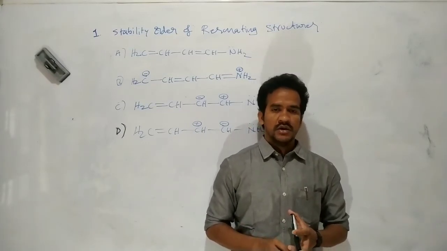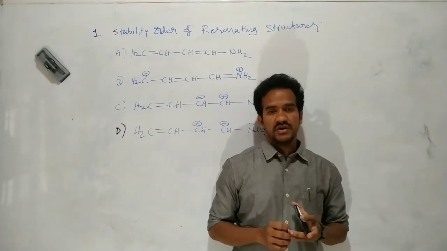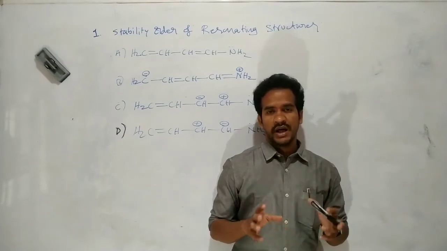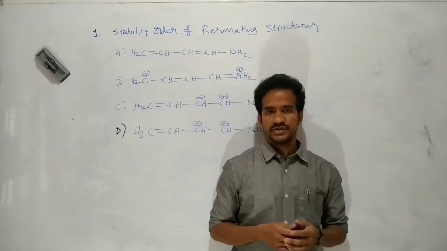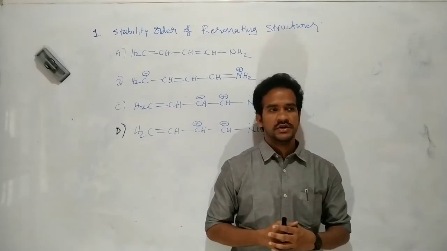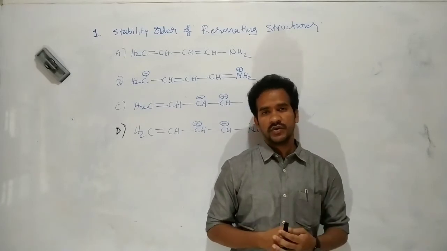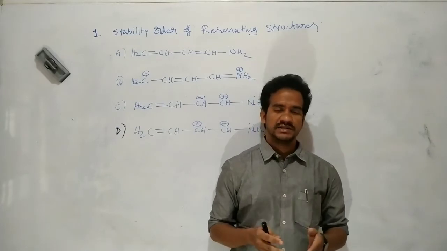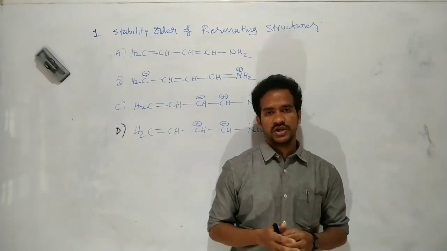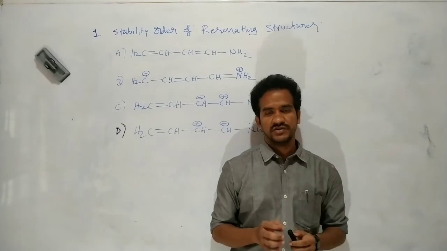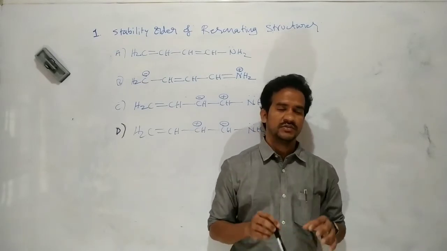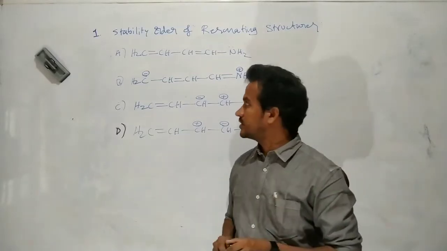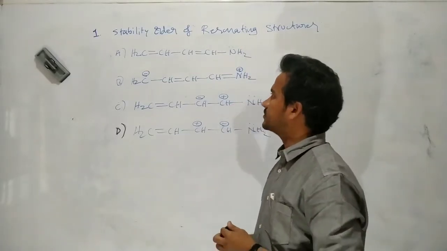Secondly, a resonant structure must have the octet configuration on all atoms. Then it is also stable. Next, a resonant structure with negative charge on the more electronegative atom and positive charge on the less electronegative atom is more stable. See this one here.